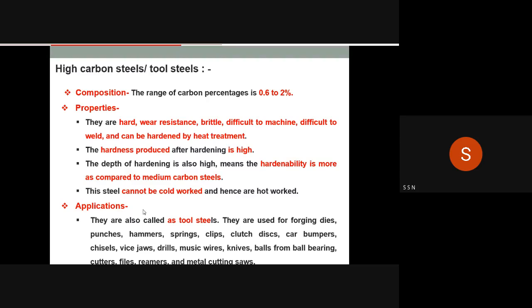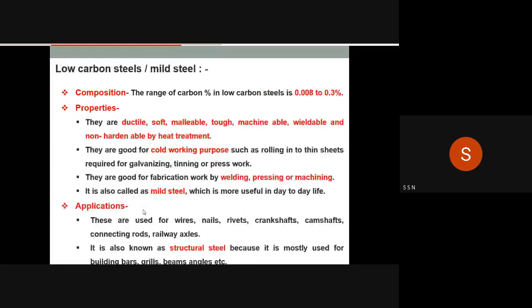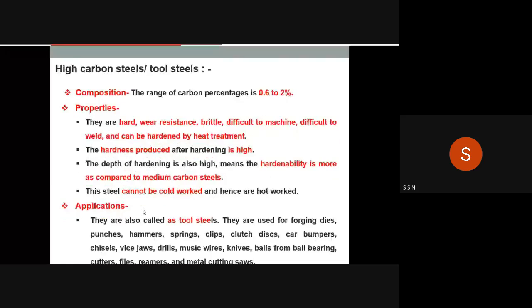This steel cannot be cold worked, hence it is hot worked. Only one steel can be cold worked, that is low carbon steel. But medium carbon steel and high carbon steel compulsorily require a hot working process. That's why they are hot worked.